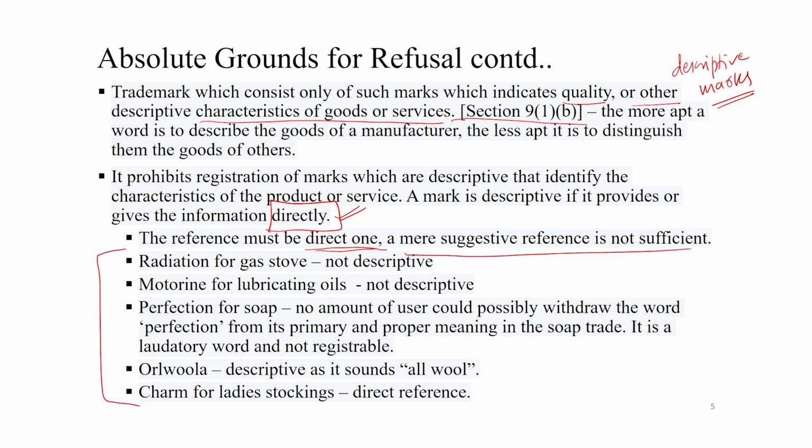I said in 9(1)(b), descriptive words are denied registration. But at the same time, we have to keep in mind that these words must describe the product directly. A suggestive reference would not be sufficient. Now, let us see what are the examples.